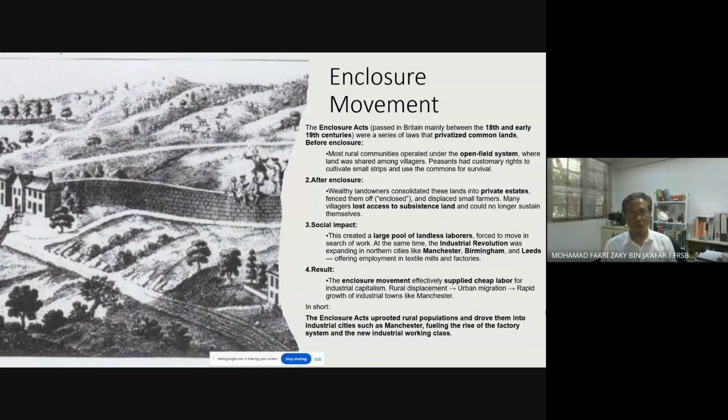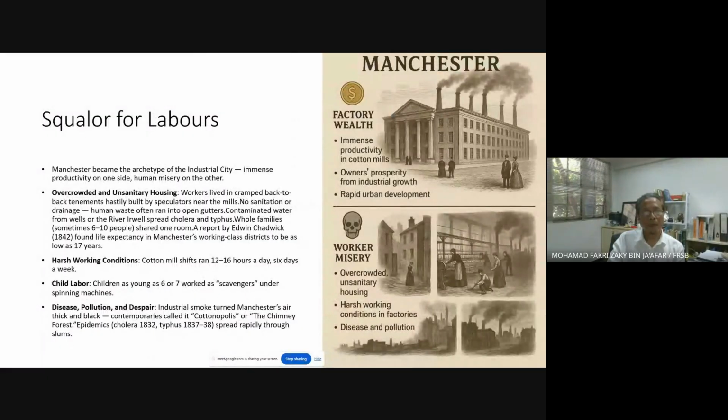So rural displacement resulted in urban migration and rapid growth of industrial towns like Manchester. So in short, the Enclosure Acts uprooted rural populations and drove them into industrial cities, okay, fueling the rise of the factory system and the new industrial working class. So you can argue that this is the beginning of the industrial revolution. Okay, but the situation was not really favorable for those workers.